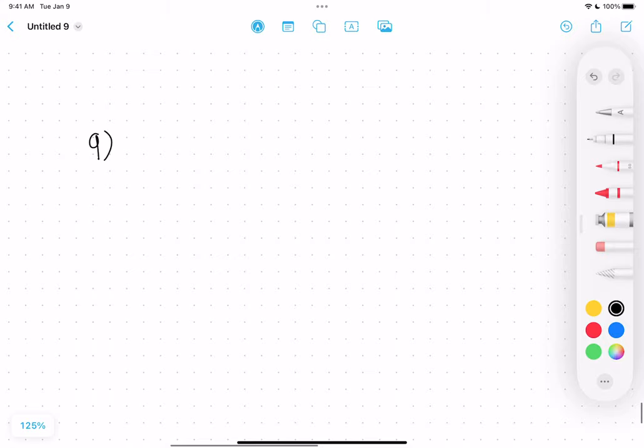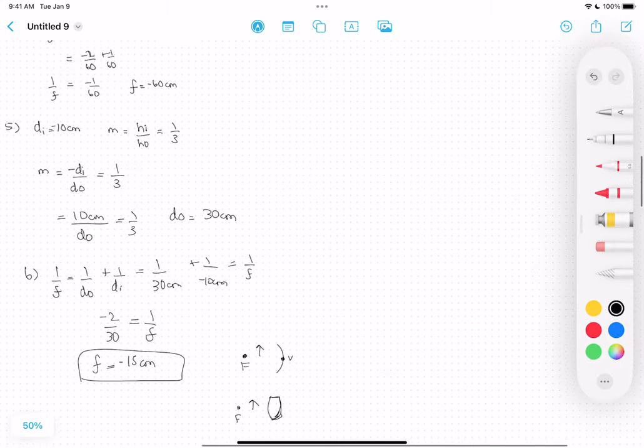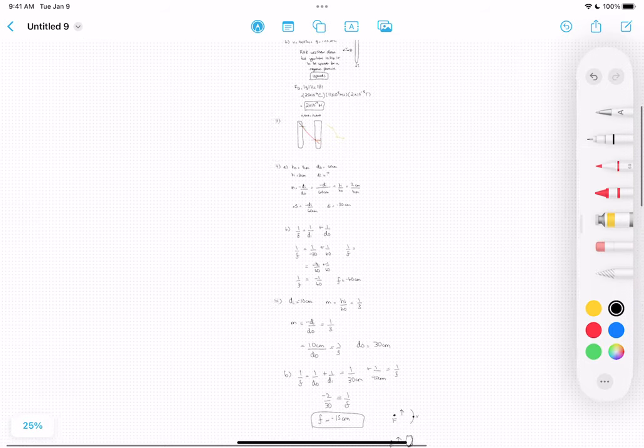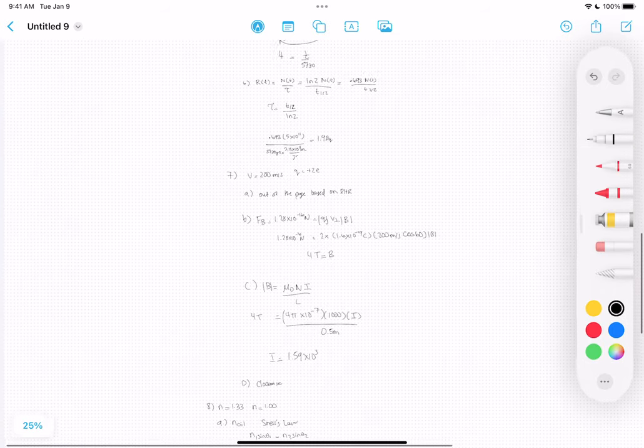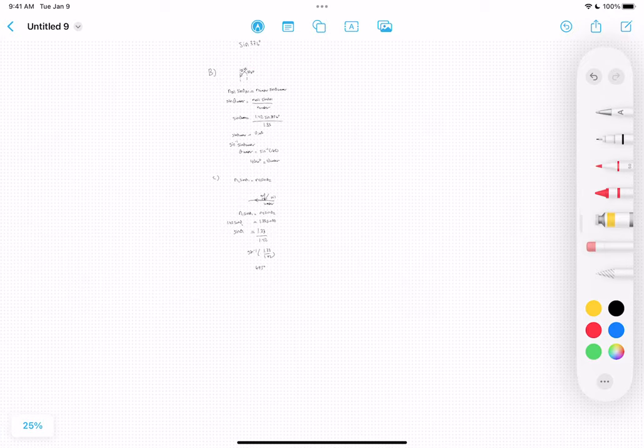Let's see here. I don't know. Should I start writing on the right here? Because I feel like this is a lot. You could. Yeah. I probably should. It's just a line. But it's an infinite canvas. Just a little line.